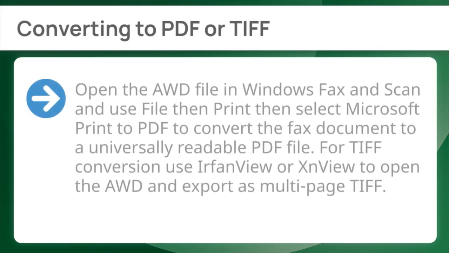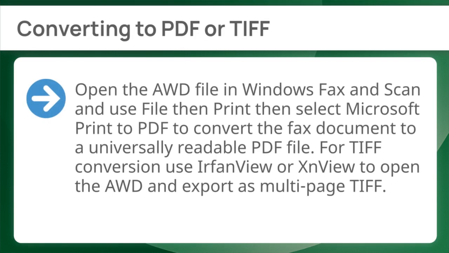Next, converting to PDF or TIFF. Open the AWD file in Windows Fax and Scan and use File, then Print, then select Microsoft Print to PDF to convert the fax document to a universally readable PDF file. For TIFF conversion, use IrfanView or XnView to open the AWD and export as multi-page TIFF.